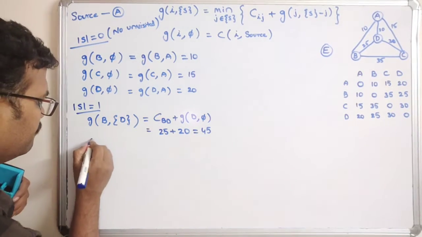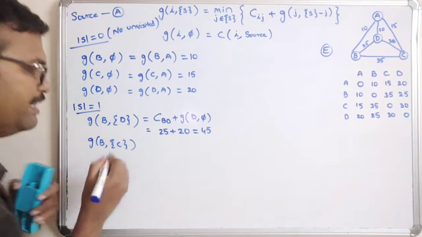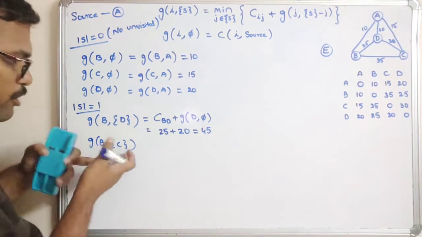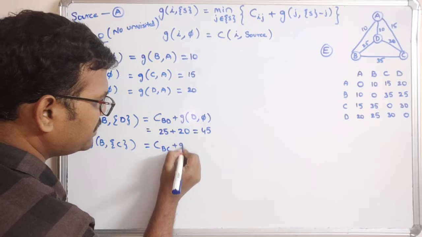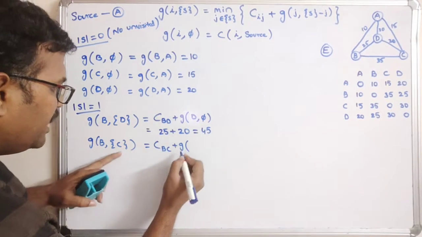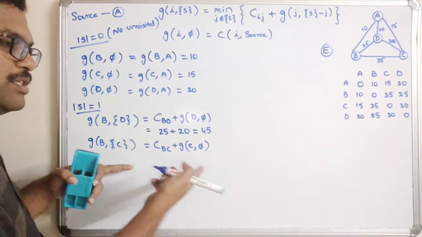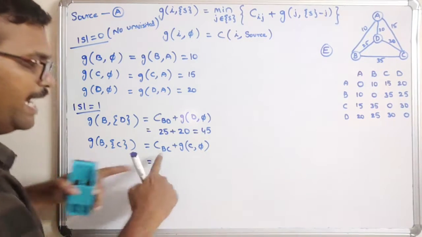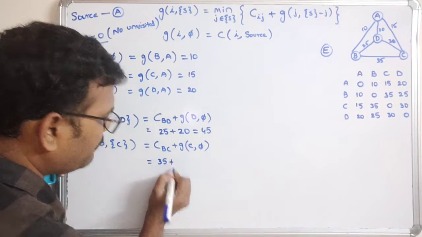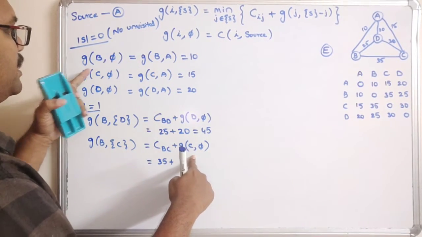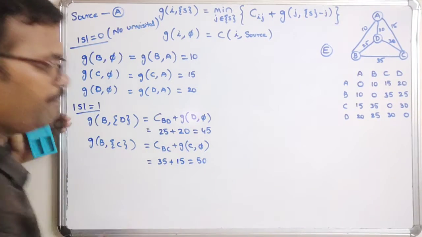Now again, another possibility. There can be an edge from B to C. So this can also be written as BC plus G of, what is the J here, C comma set minus C. Obviously it will be phi. So the edge between B and C, BC is 35, plus G of C phi, it's 15, which will be 50.